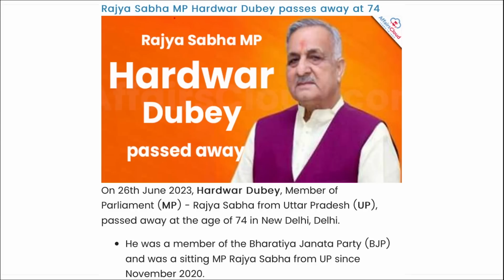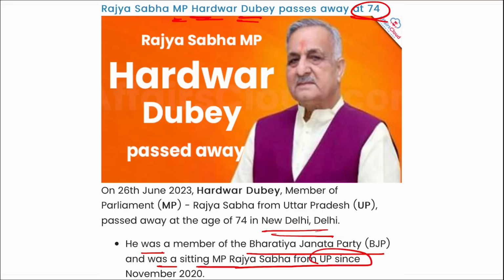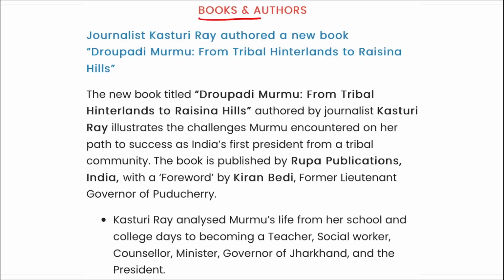Next, Rajya Sabha MP Hardwar Dubey has also passed away at the age of 74 in New Delhi. He was a member of the Bharatiya Janata Party and was a sitting Rajya Sabha MP from UP since November 2020. Next is books and authors.